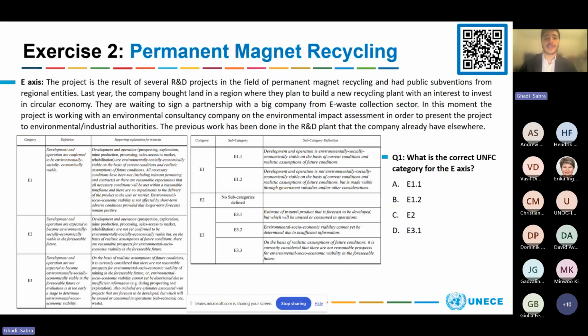Last year, the company bought land in a region where they plan to build a new recycling plant with an interest to invest in circular economy. They are waiting to sign a partnership with a big company from e-waste collection sector. In this moment, the project is working with an environmental consultancy company on the environmental impact assessment in order to present the project to environmental/industrial authorities. The previous work has been done in the R&D plant that the company already has elsewhere. So what is the correct E-axis category? Is it E1.1, 1.2, 2, 3.1?